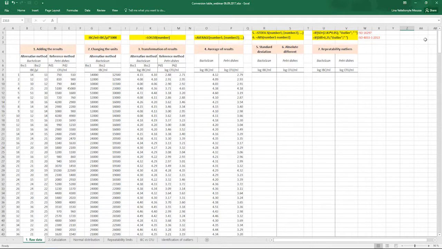So in order to identify all data which are not repeated well and to delete them from further calculations, all samples must be tested in duplicates and repeatability outliers must be calculated.